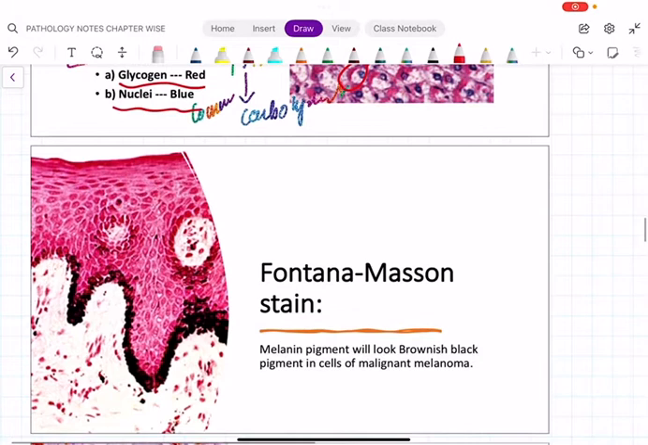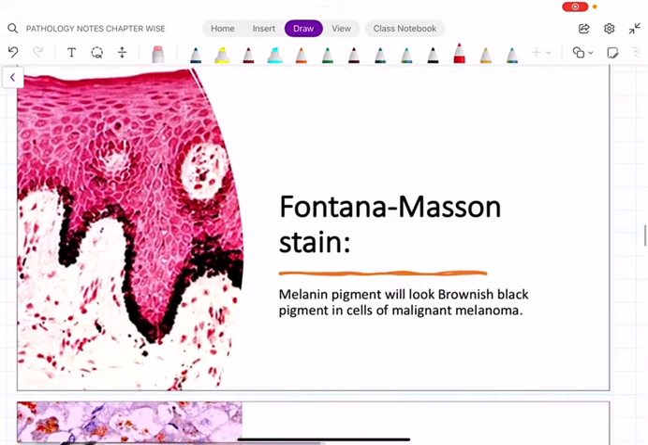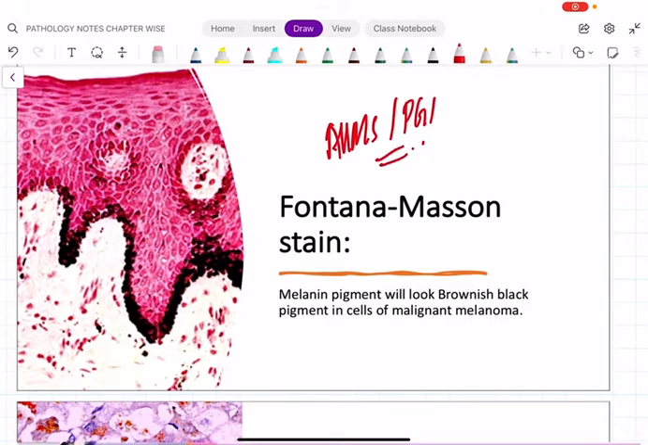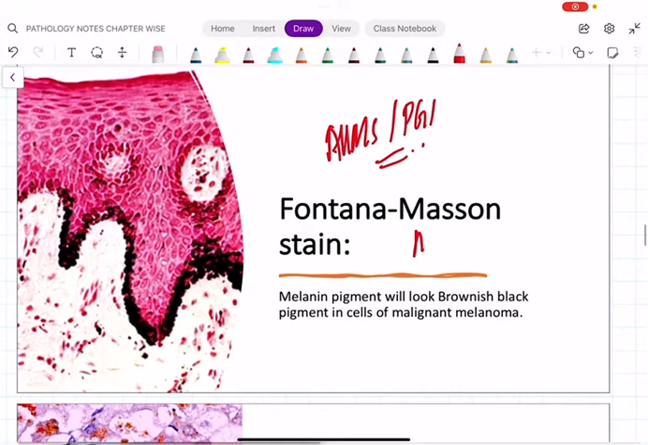This is a very common stain and it has been asked in many exams, your AIIMS, PGI, all entrance exams. What is this? This is called Masson-Fontana. This is the stain of choice for melanin. You know, melanin is a skin pigment which gives the skin its color.